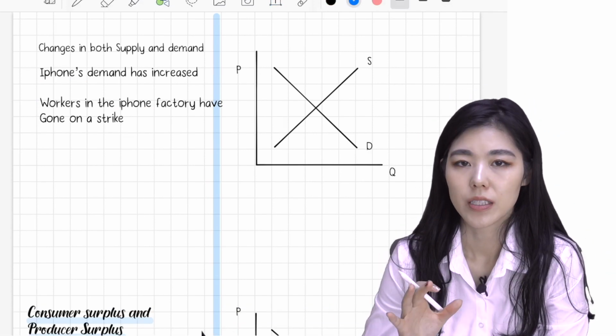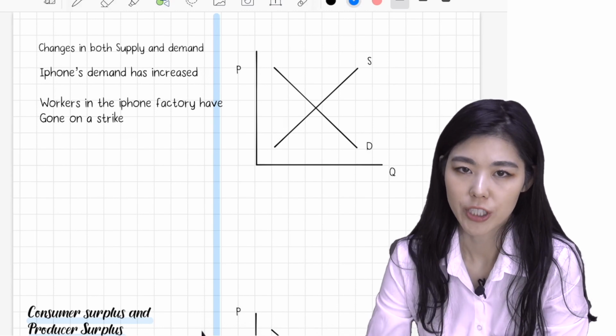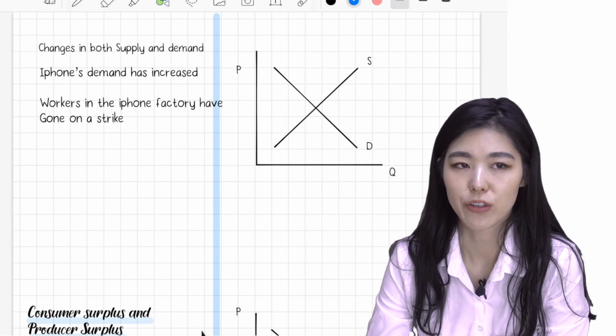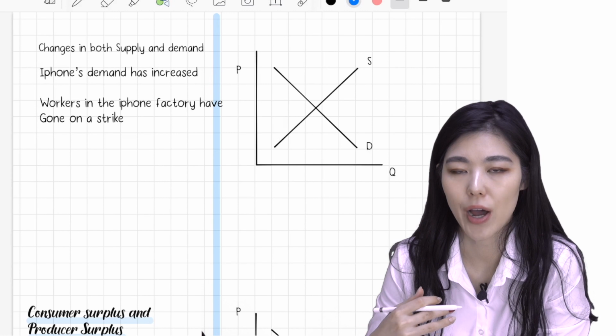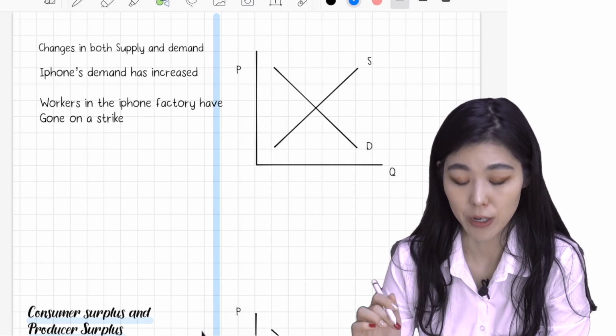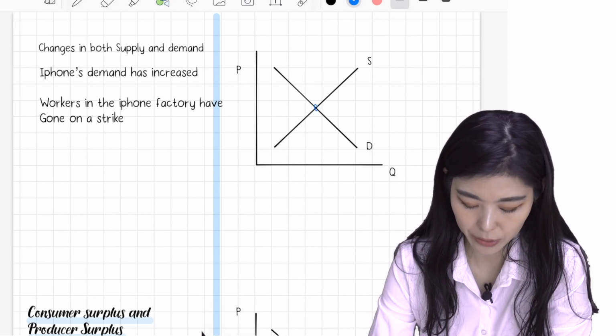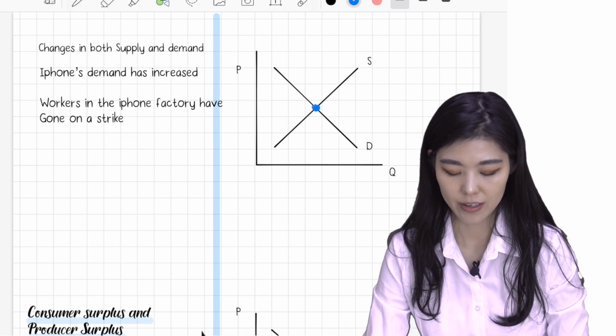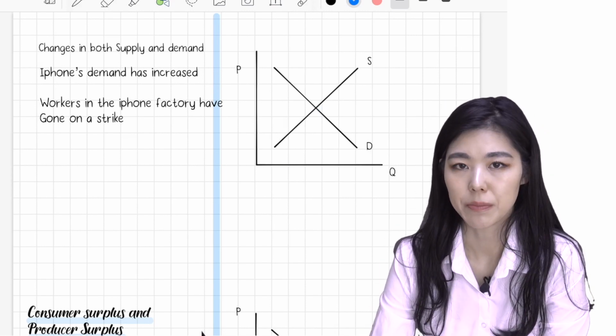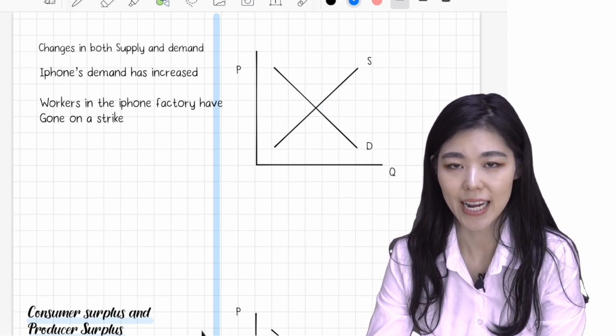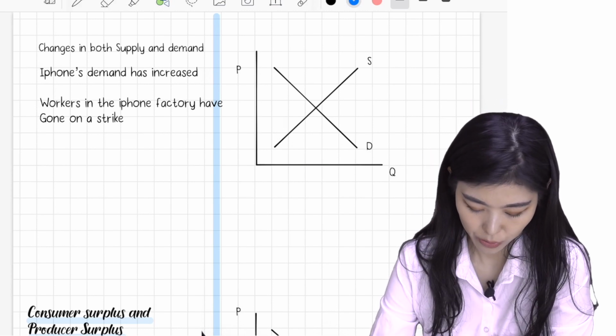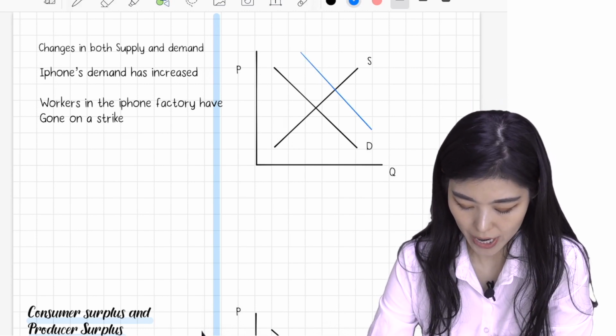When you know that supply and demand are both going to shift, what you have to do first so that you don't get confused is mark your equilibrium first. So this is the original equilibrium that you had. iPhone's demand has increased because of the change in people's taste. People think that it's cool. So demand will shift to the right like this.